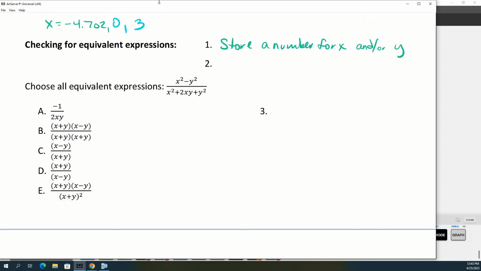We are never going to use the number 0 or 1 for x and y because they're going to give you a true statement a lot of times when there's not supposed to be one. So 3 is a good number to use. So I'm going to store 3 for x. I'm going to store 4 for y. And the store button is kind of like to the left side of the 1 and the 4, or right above on. It just says STO and there's a little arrow. Okay.